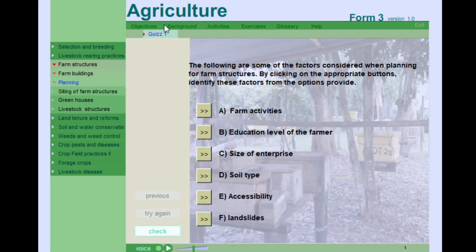The following are some of the factors considered when planning for farm structures. By clicking on the appropriate buttons, identify these factors from the options provided.